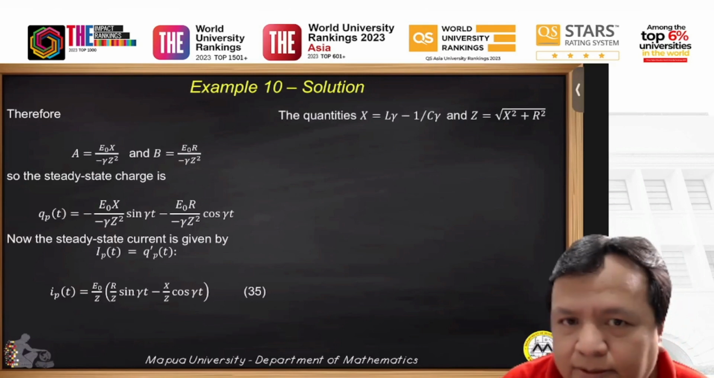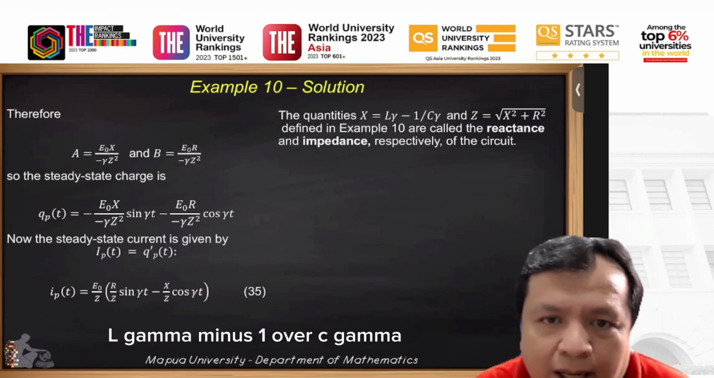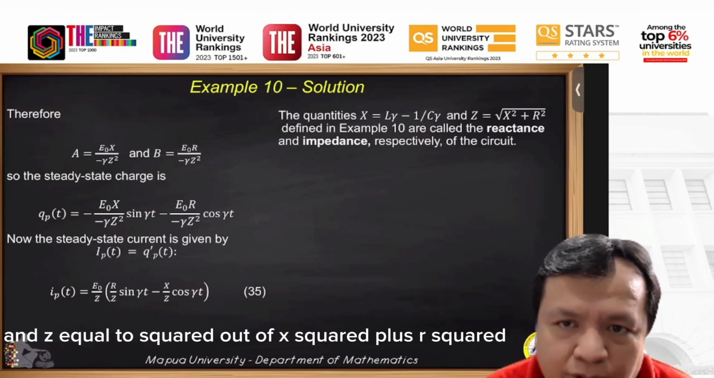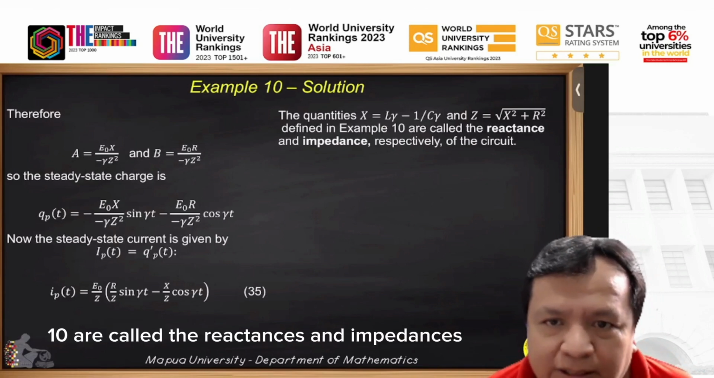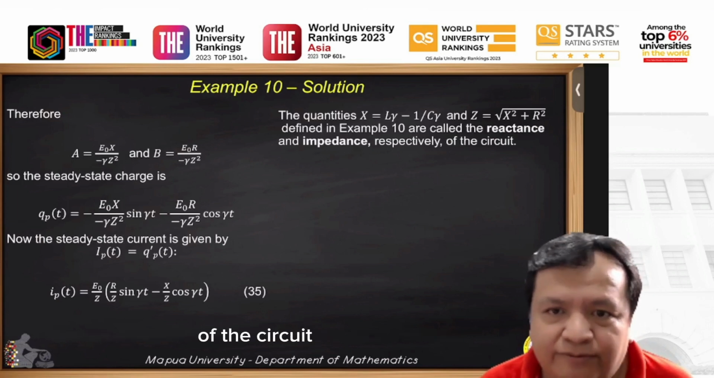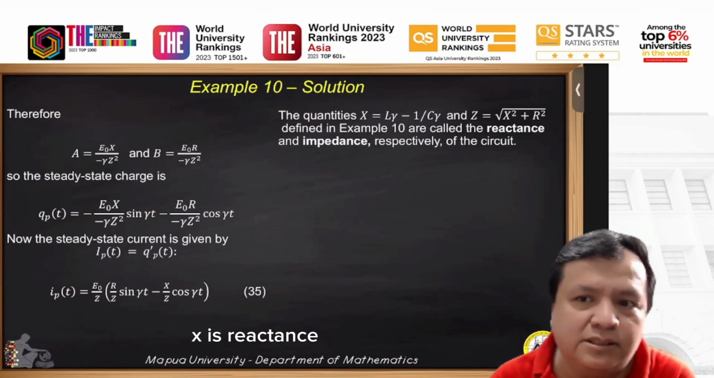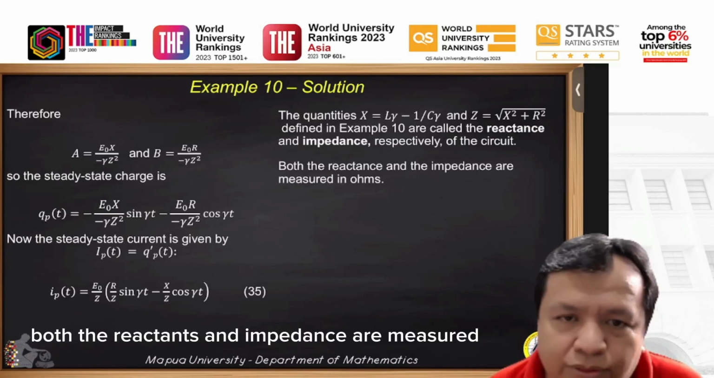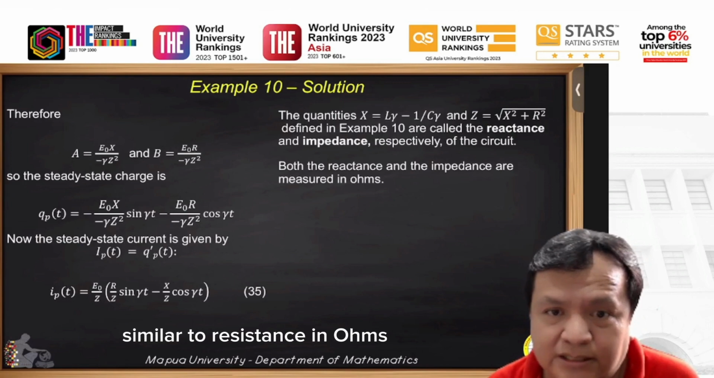cosine gamma t). So the quantities X equal to L gamma minus 1 over C gamma and Z equal to square root of X squared plus R squared, defined in example 10, are called the reactance and impedance respectively of the circuit. So R is resistance, X is reactance, Z is the impedance. Both the reactance and the impedance are measured similar to resistance in ohms.